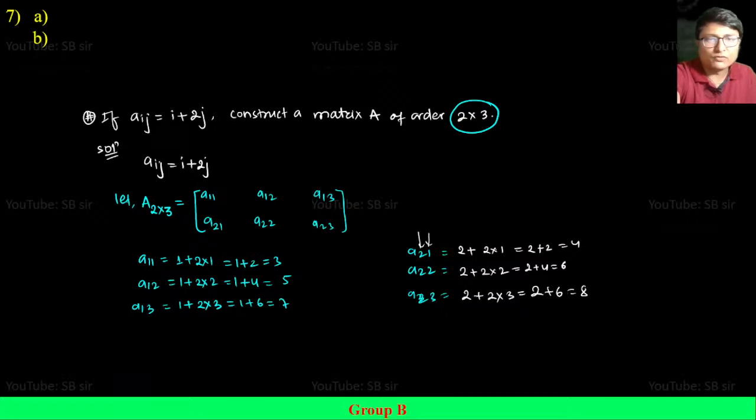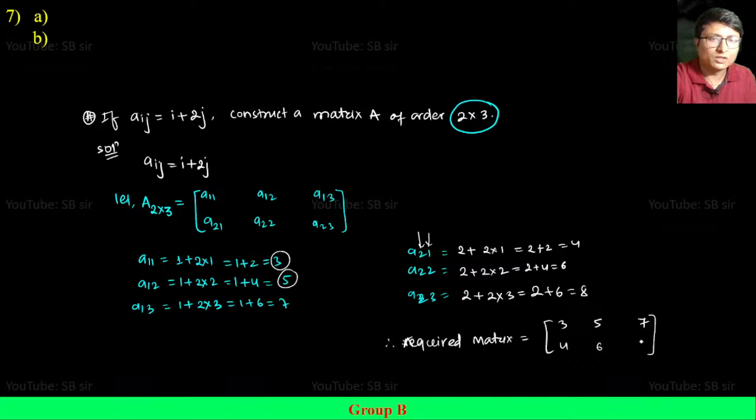I hope you understand it. To find the elements of the matrix, you are asked to find the matrix. Therefore the required matrix is: the value of A11 is 3, the value of A12 is 5, then 7, 4, 6 and 8. Therefore the required matrix is 3, 5, 7, 4, 6 and 8. I hope you understand it. Let's move to the next question.